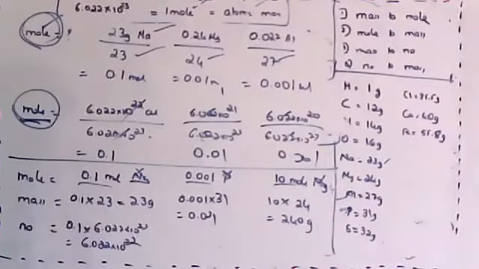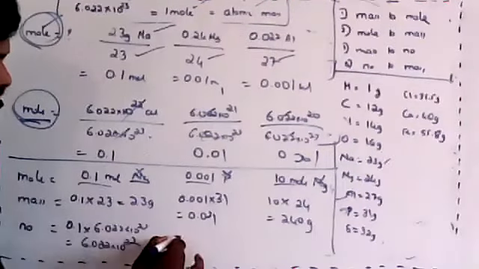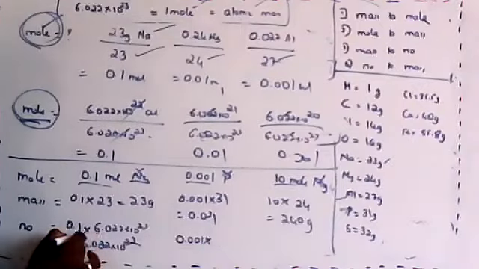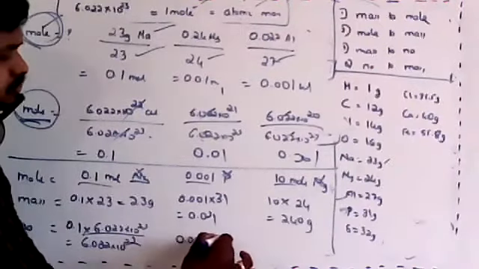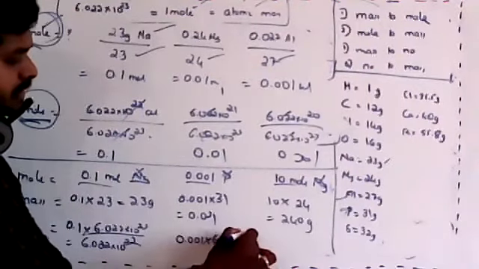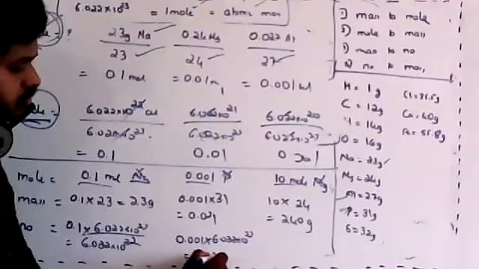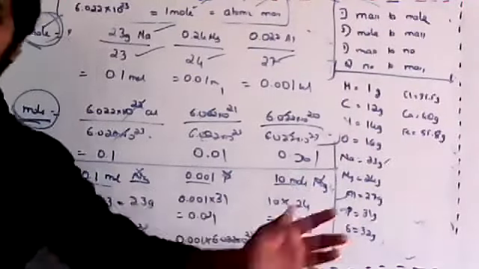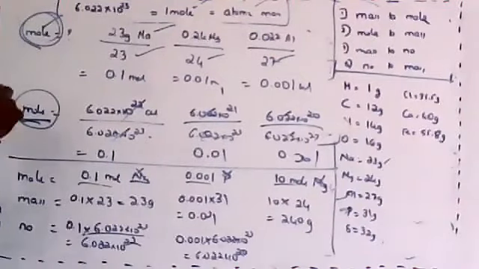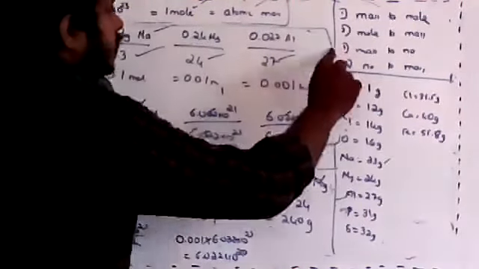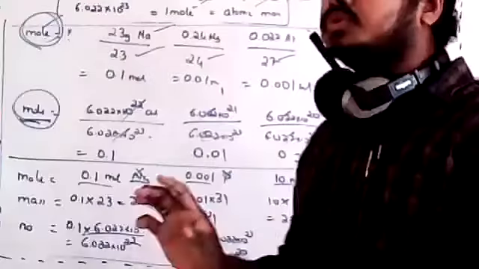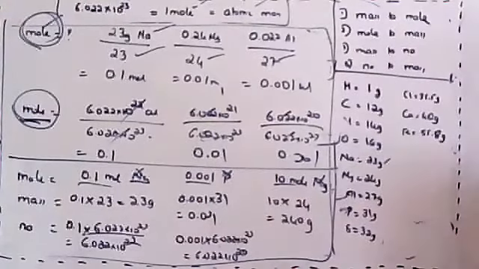Yes, Shilpa, yes. Similarly, this one, same 0.001 into number of atoms, that is 6.022 into 10 to the power 23. Finally, you're going to get 6.022 into 10 to the power 20. Similarly, that one will become 24. Is that clear what I've just told? This is the very important thing. If you practice like this, you can solve questions easily.